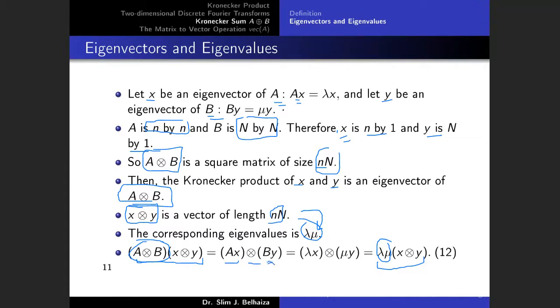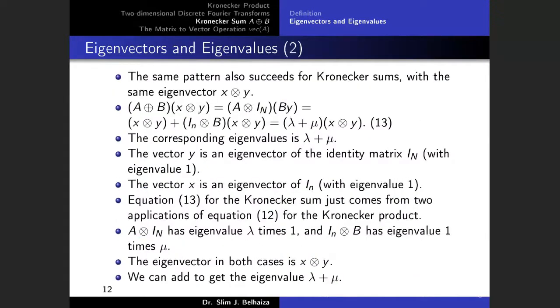Okay? Since AX is lambda X and BY is mu Y, and these items are just scalars, you can put them outside. So basically, you have the Kronecker product: the corresponding eigenvector of A Kronecker B is just the Kronecker product of X by Y, and the corresponding eigenvalue is lambda mu.